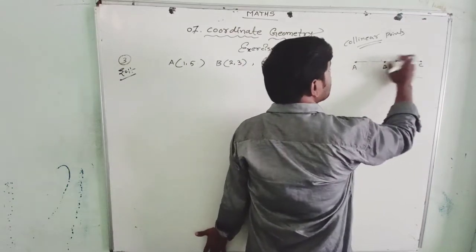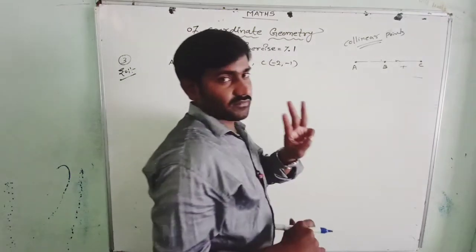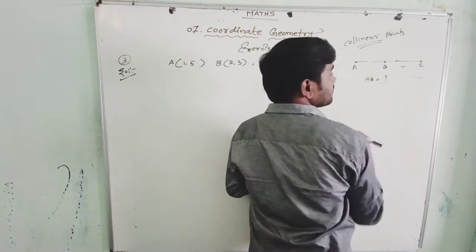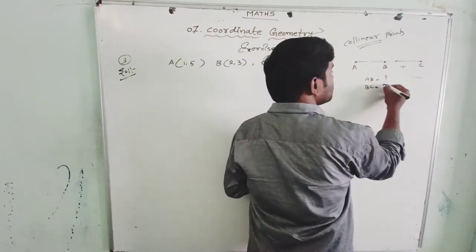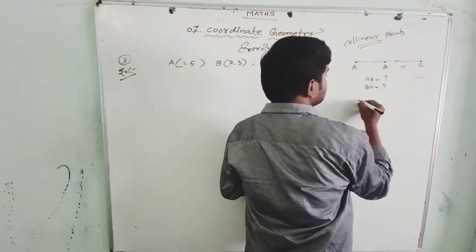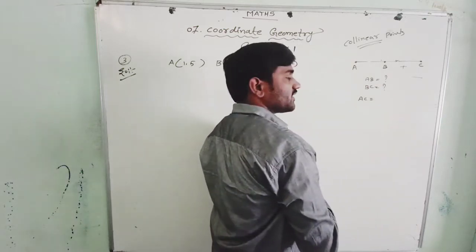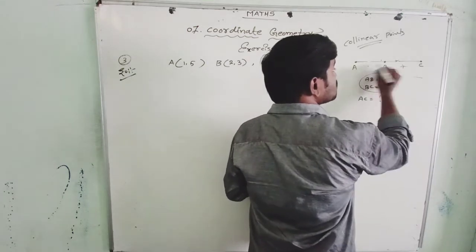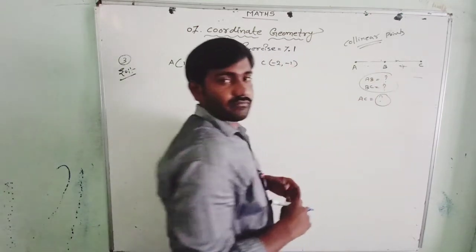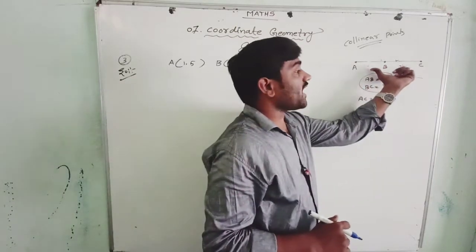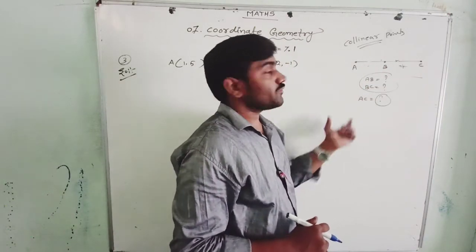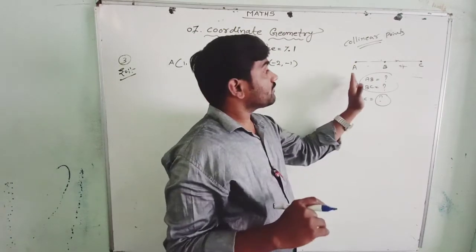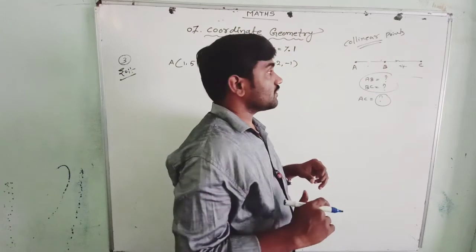That means here you have to find the distance 3 times. First you find the AB distance, you will get something. Then find the BC distance, you will get something. And find the AC distance. So the sum of these 2 distances should be equal to the third one. The sum of the 2 parts should be equal to the whole. Then they will be collinear points.